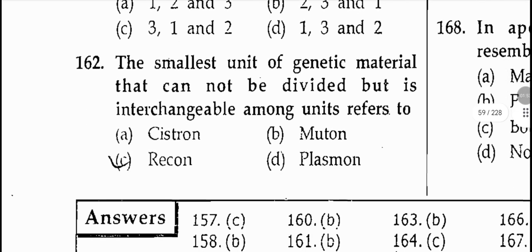Now question number 162. The smallest unit of the genetic material that cannot be divided but can be interchanged among the units refers to the option C, recon.